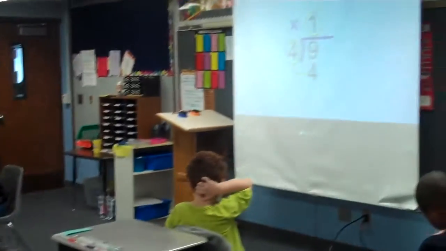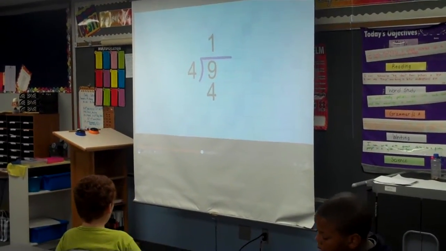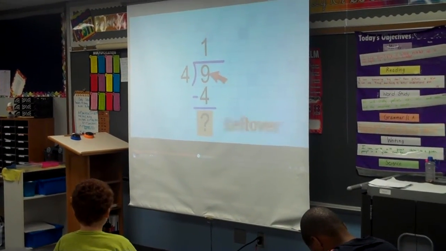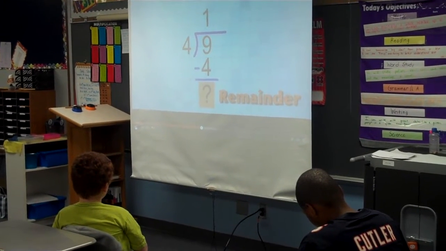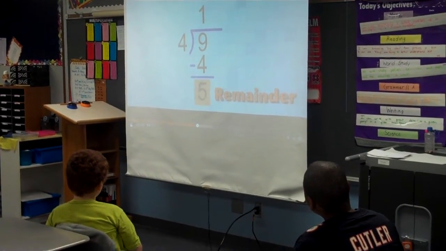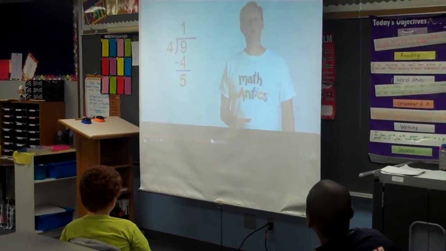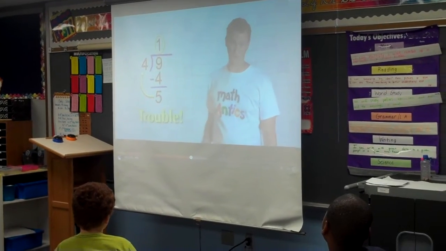Let's see what we do with that 4. I do that so I can subtract that amount from the 9 to see how much I'm going to have left over. See how big the remainder will be. And when I do that, I see that 9 minus 4 will give me 5. That's a pretty big remainder. In fact, the remainder is bigger than the number I'm dividing by, and that's why this answer is trouble.